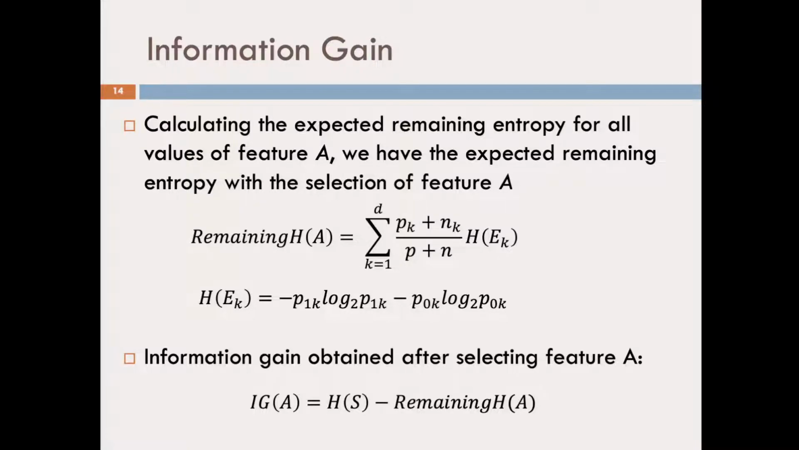When you are multiplying by this division, you are trying to normalize or give more weight to one feature than another, because if you have more pk and nk, you're going to have a bigger percentage of this remaining entropy, or no? It's not like that. No, after calculating information gain, you can think that you are giving more importance to a feature than the other, because the higher the information gain, the better the feature. Okay? Okay.